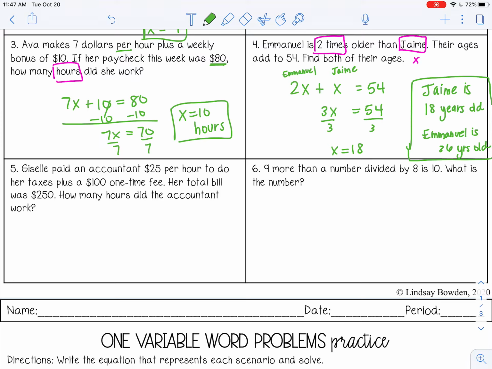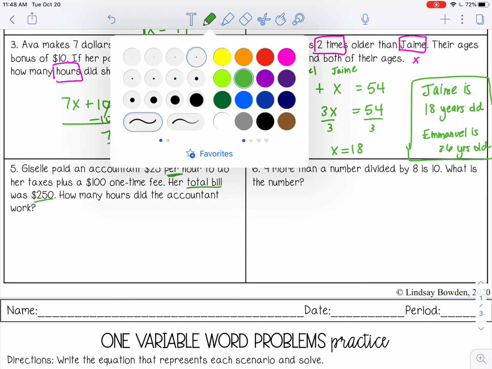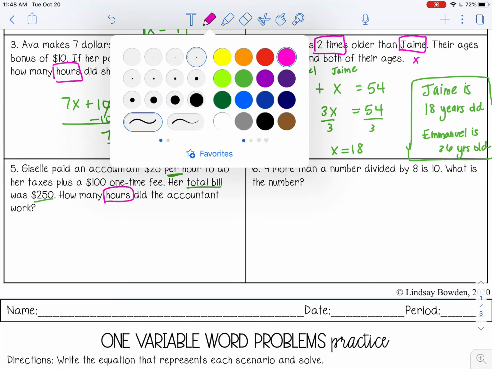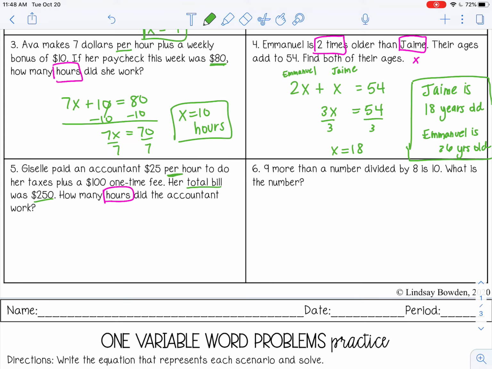Okay, next one. Giselle paid an accountant $25 per hour, remember per means to multiply, to do her taxes, plus a $100 one-time fee. Her total bill was $250. So anytime you have a total bill or total hours worked, that's usually going to be after the equal sign. How many hours, so this is what we're looking for, that's our x, did the accountant work? Okay, so 25 per hour, so 25 times x, plus a 100 one-time fee, so plus 100, and then our total is 250.